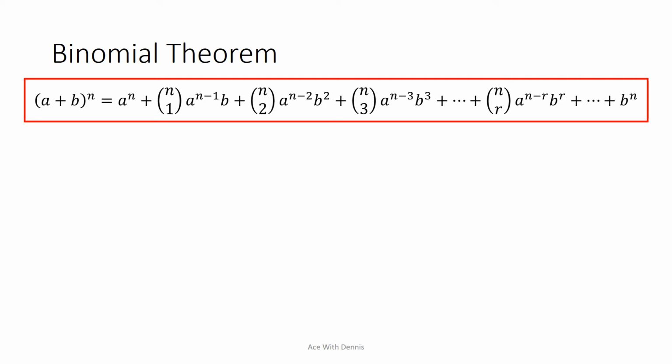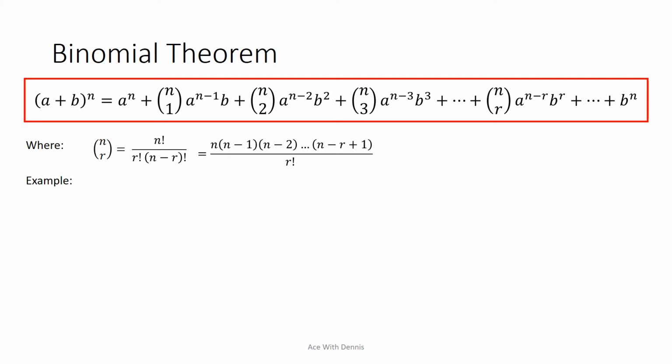Now you might ask, what is n choose r? You can press it directly on the calculator if you know the values of n and r. But here is the formula for n choose r: n factorial over r factorial times n minus r factorial. This can be further simplified to n times n minus 1 times n minus 2, until the last one, which is n minus r plus 1, over r factorial. Now let's look at some examples.